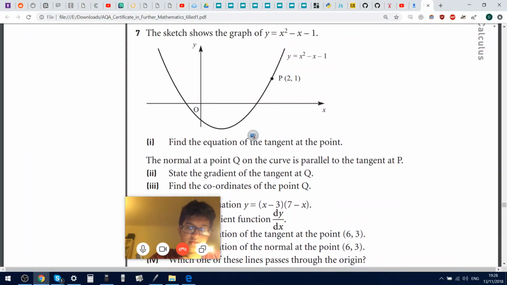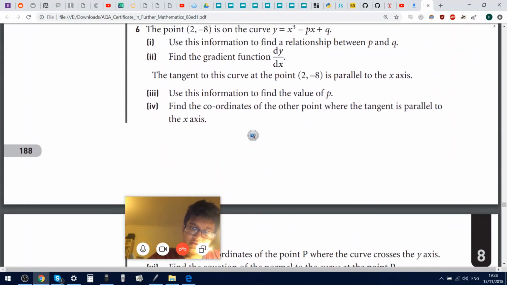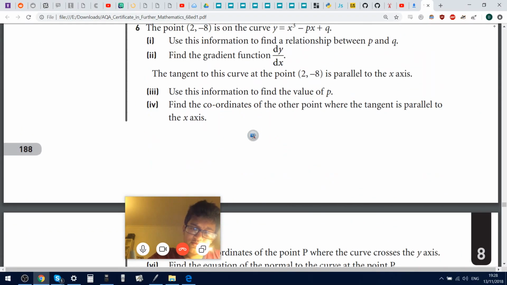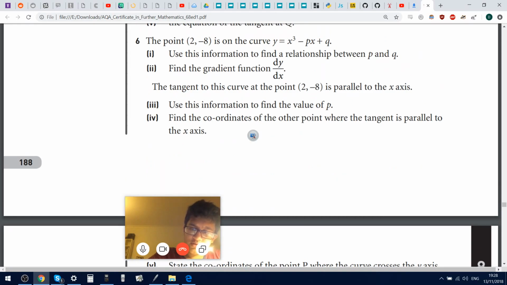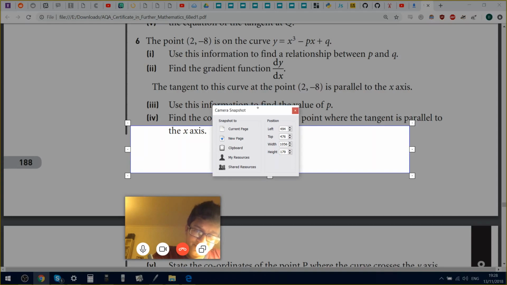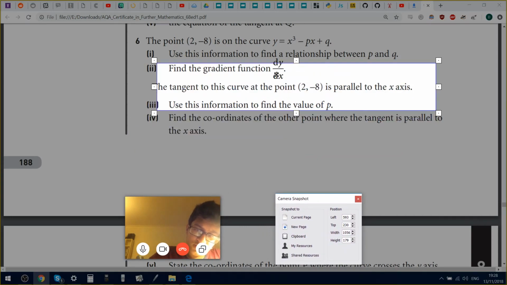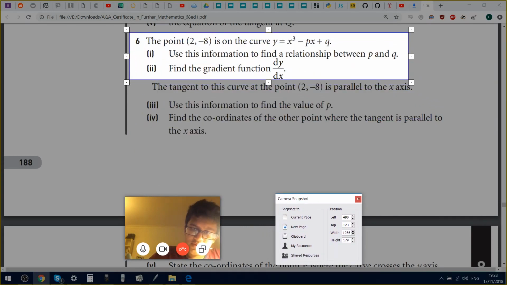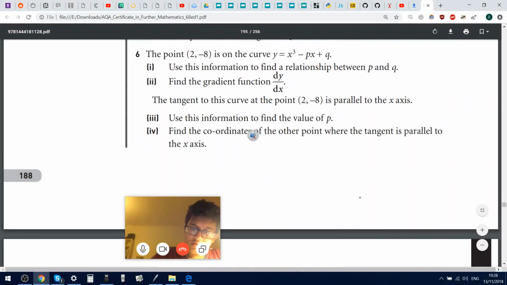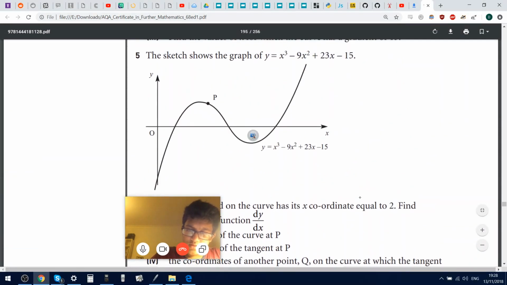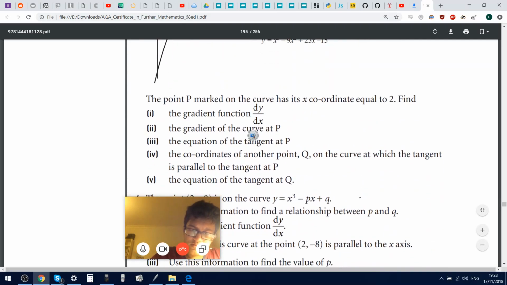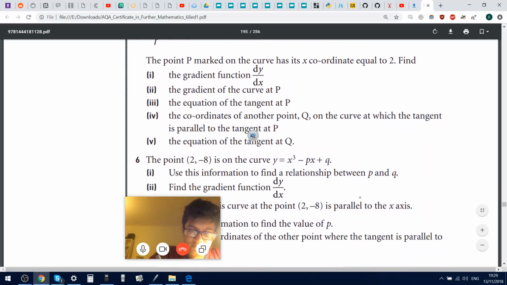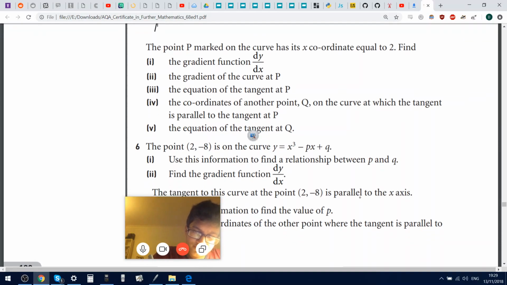Okay, I'll just write that down. So if you know the gradient function at a point, and the gradient at a point, you can work in reverse to find the x coordinate of the point.